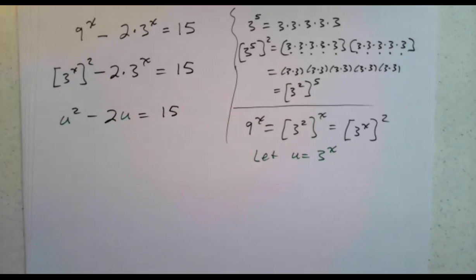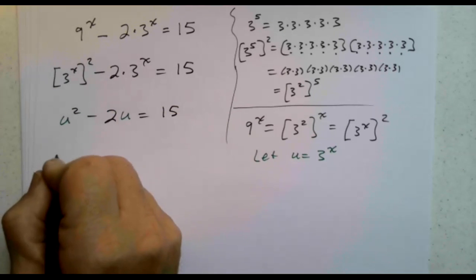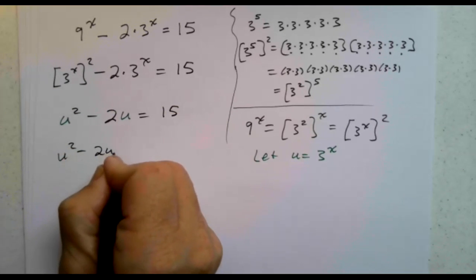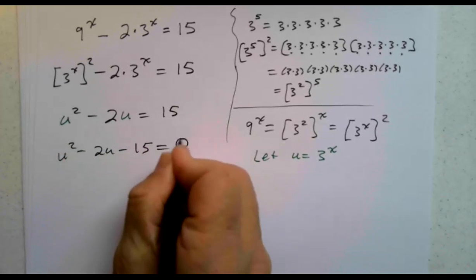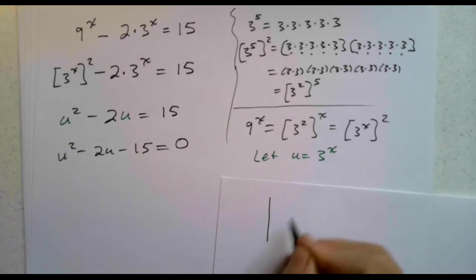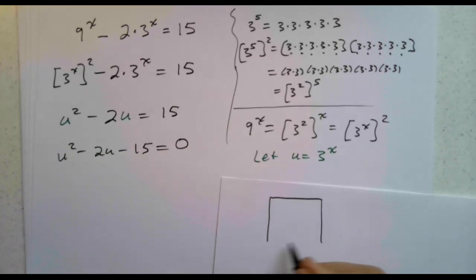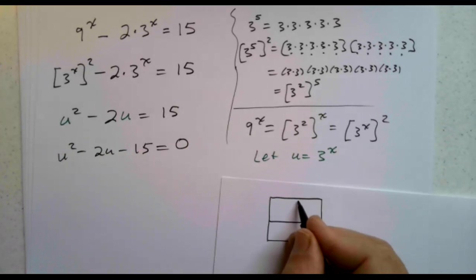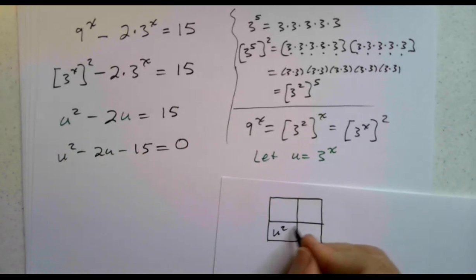Let's subtract 15 from both sides, and what do we get? We get u squared minus 2u minus 15 is 0, and that requires me to do what? That requires me to factor to solve. So let me do that. What are we going to have here? Draw our factor box. U squared here, minus 15 here, minus 2u there.